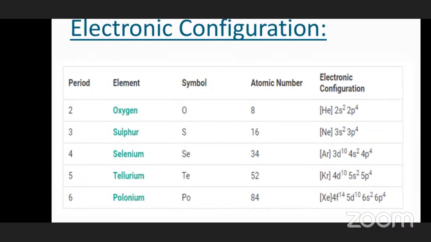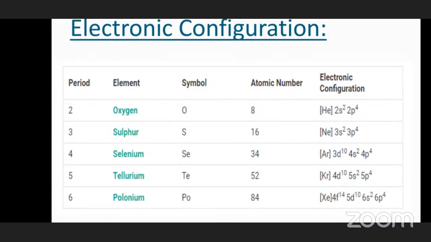Here, how many electrons are there in ns2 np4? The s orbital contains 2 electrons, the p orbital contains 4 electrons. That means 2 plus 4, total 6 electrons. That's why this is also called 6A group elements. Always the valence electrons are equal to their group number. It is a tip to remember for a long time. That's why it is also called 6A group elements.